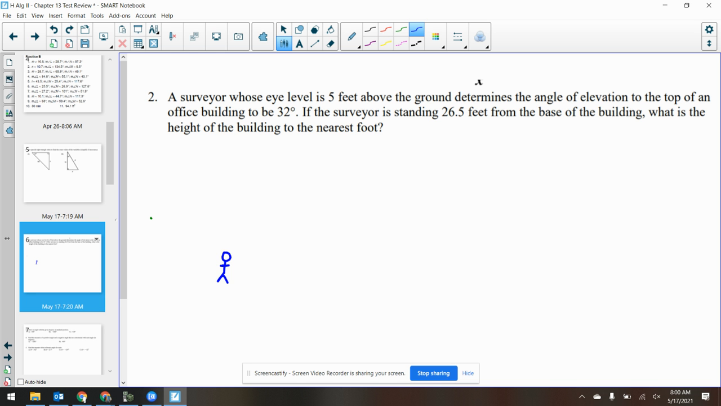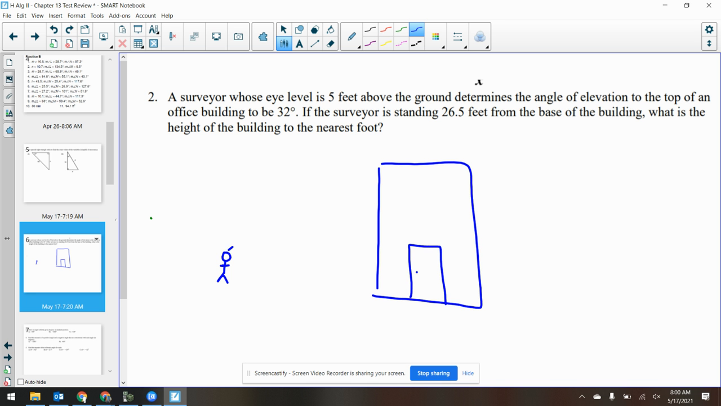And here's the surveyor. He's looking up to the top of an office building. I think we're just closer to it in perspective. 5 feet above the ground, eye level is 5 feet here. Determine the angle of elevation to be 26.5 degrees. So that theta is 26.5 degrees. Oh, 32 degrees. Oh, whoa. 32 degrees. I'm sorry. I was reading the wrong one. Why is this guy so short? But his eye is 5 feet up.